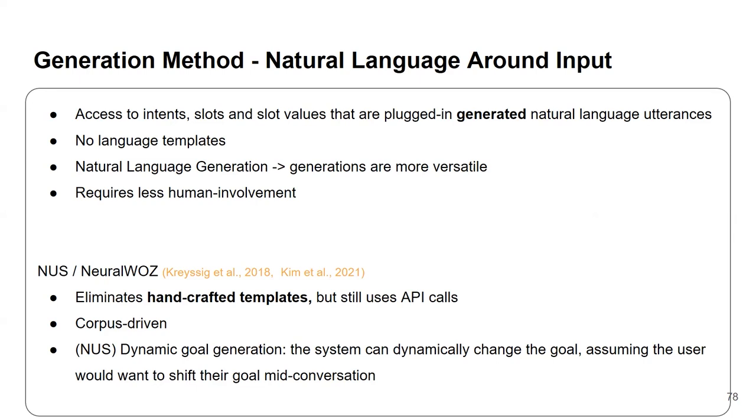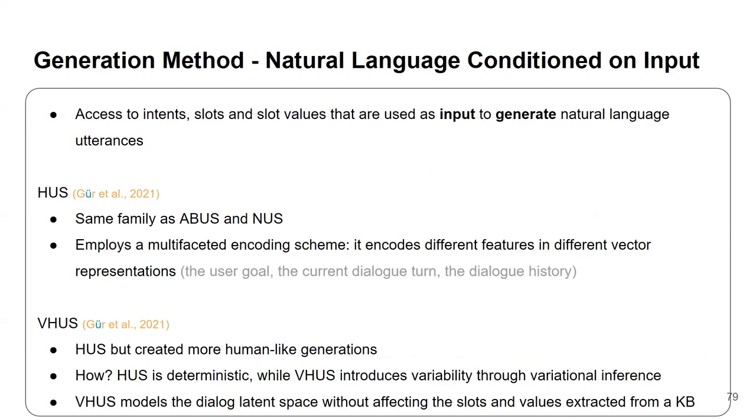All of these approaches build on each other with tiny incremental changes. So for example, you have Neural Walls that just gets rid of the handcrafted templates. Then you have NUS that adds a dynamic goal generator. This basically means that you're a dialogue system, you converse with a user, and the user can just change their mind mid-conversation, and the system is able to pick up on that and change the attributes that it wants to look at. Then we have HUS and variational, which is the same paper, the same family of simulator as ABUS and NUS.